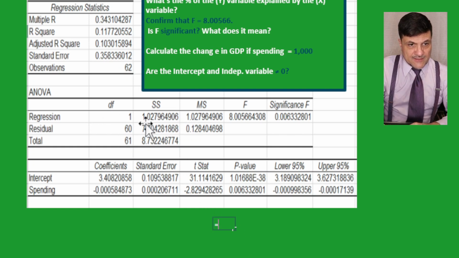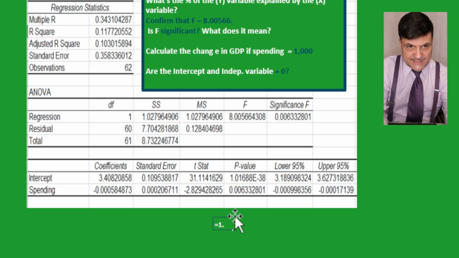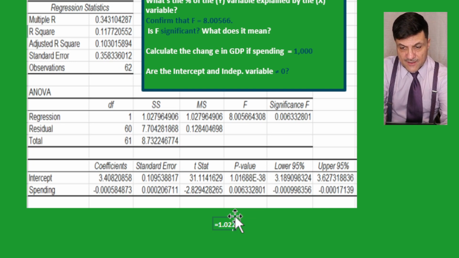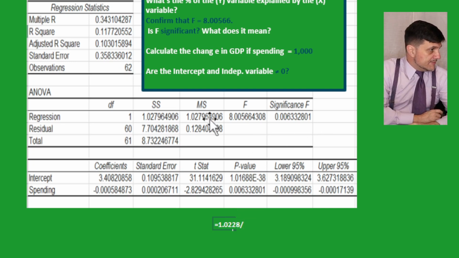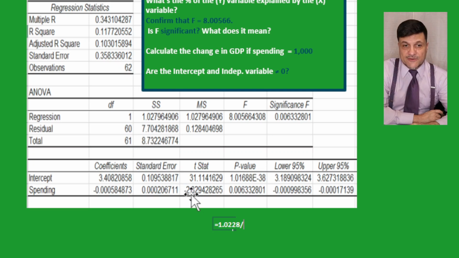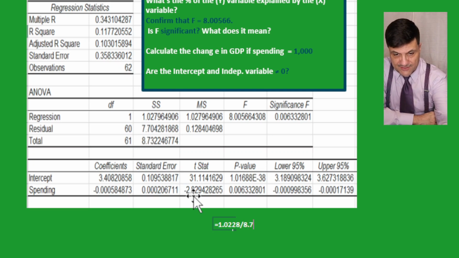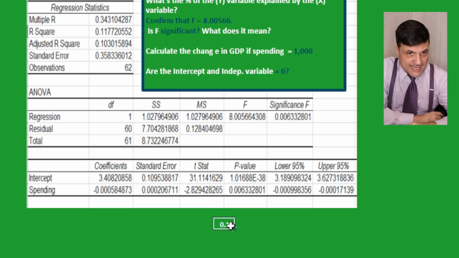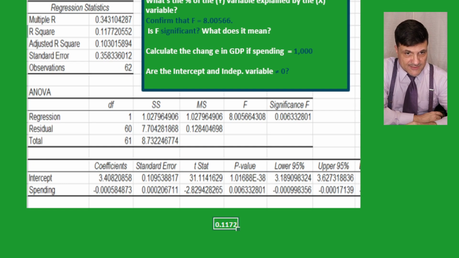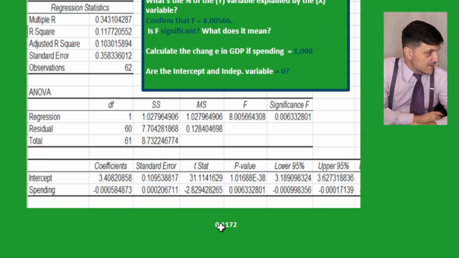Let me take the good variance, right? The variance of the regression, which is equal to 1.027. Well, let's say 1.028. And let me divide that by the total, 8.73. Look what happened. I got 0.12. And if I increase the number of decimals here, look what I get, friends. 0.1172. It's exactly that number there, 0.1172. Okay, close enough because I rounded.